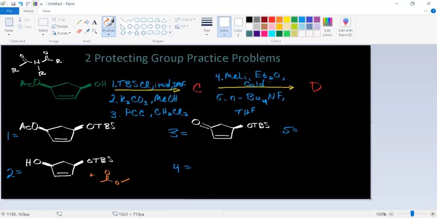So in step 4, we have methyl lithium, and then diethyl ether, and we're running this cold. Methyl lithium is a very good source of carbon nucleophile. So we can also think of it as a Grignard reagent, if that's helpful. So let the methyl attack the carbonyl. And since it is a hard nucleophile, it'll go 1,2, or in other words, it'll be a direct addition. So a direct addition would leave us with this product. We're still not changing anything over here yet.